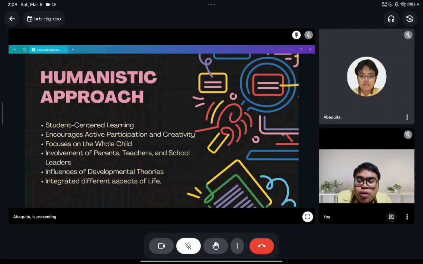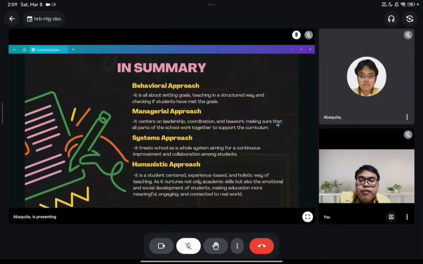So, now that we are done with the four approaches in the curriculum implementation, we will now go to the summarization of each of them. The behavioral approach is all about setting goals and teaching in a structured way and checking if the learners have really met the goals and objectives of a lesson. While the managerial approach centers on leadership, coordination, and teamwork to make sure that all parts of the school work together to support the curriculum.